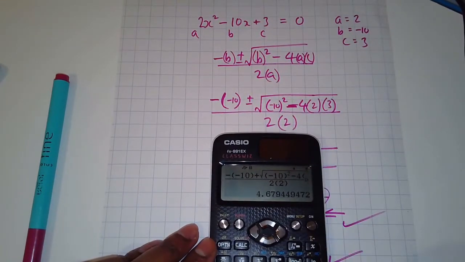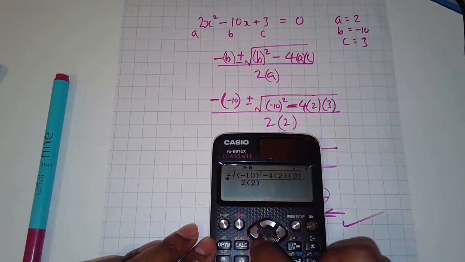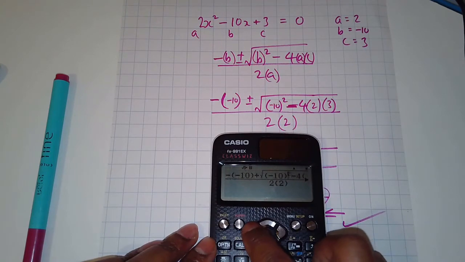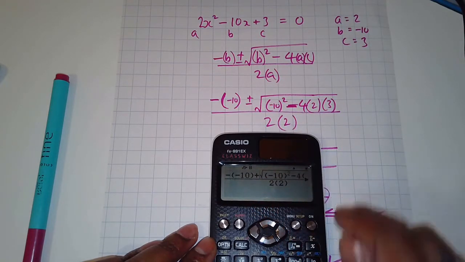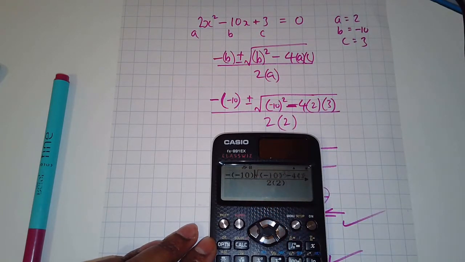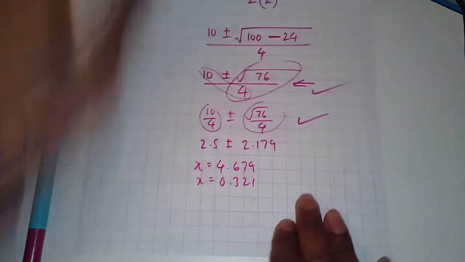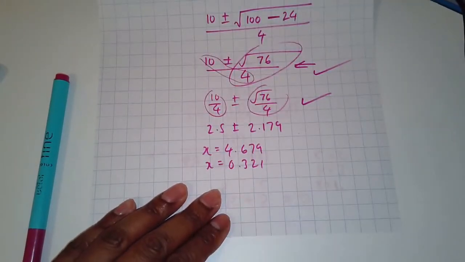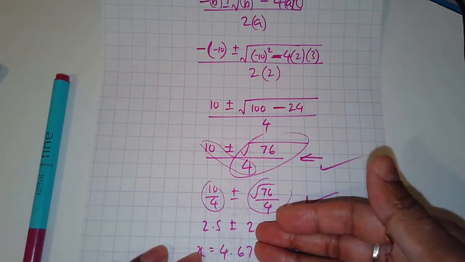To get the other value of x, take the cursor back. Instead of choosing plus this time, I'm going to choose a minus. Right, you can see which one I'm going to delete now. I'm going to delete the plus right there. Press the S-D button. 0.32, which was one of my other values. But all I did over here was show the working out.